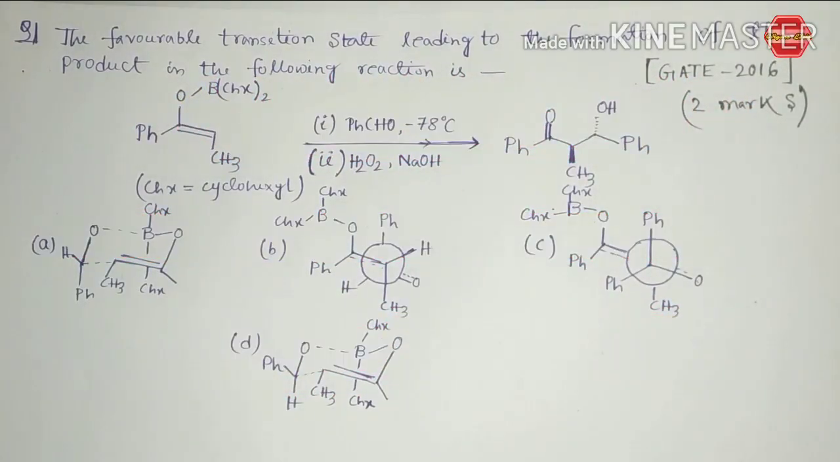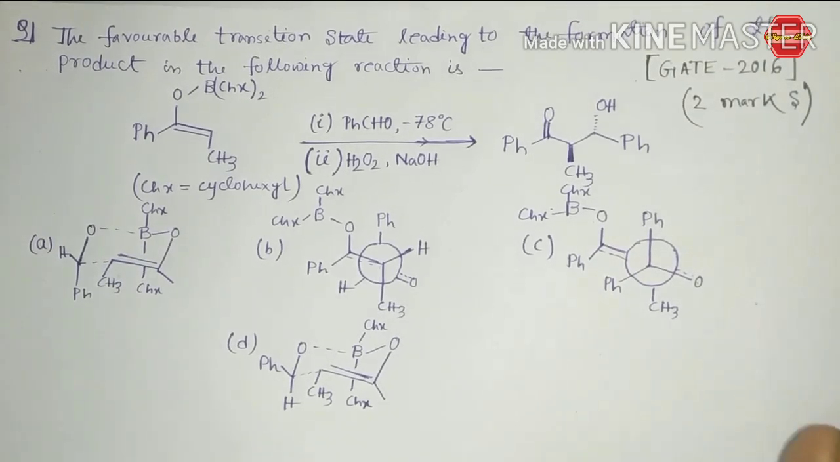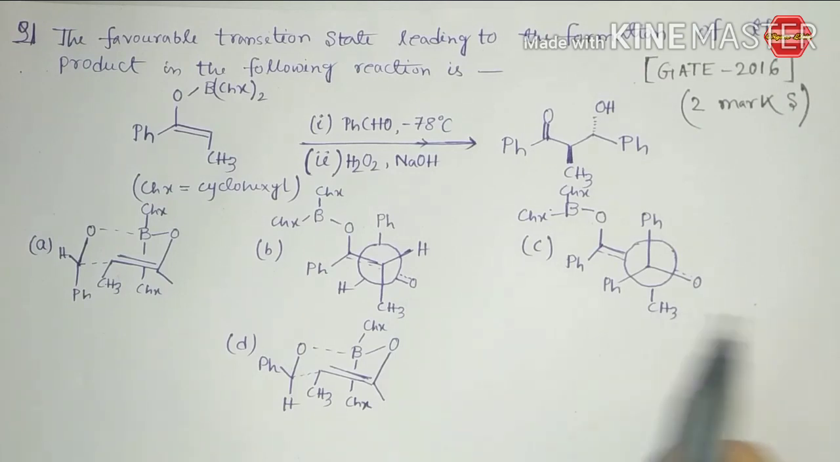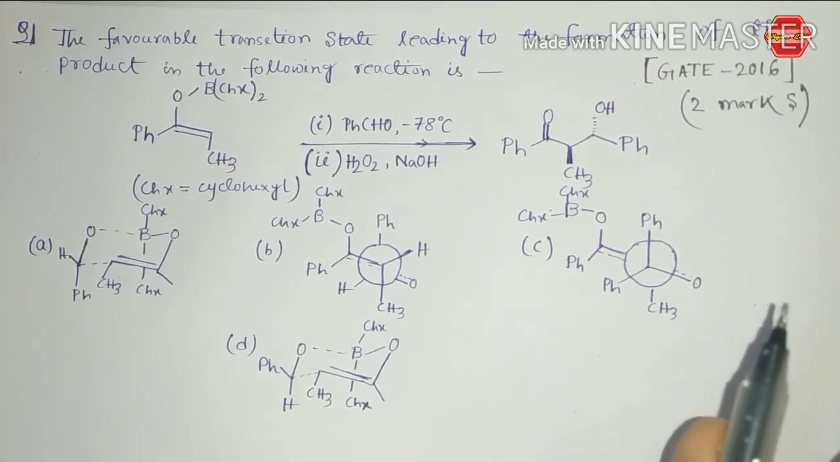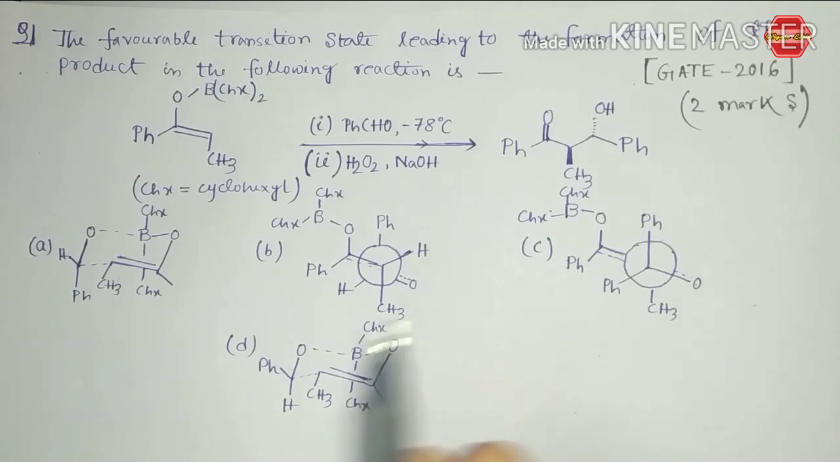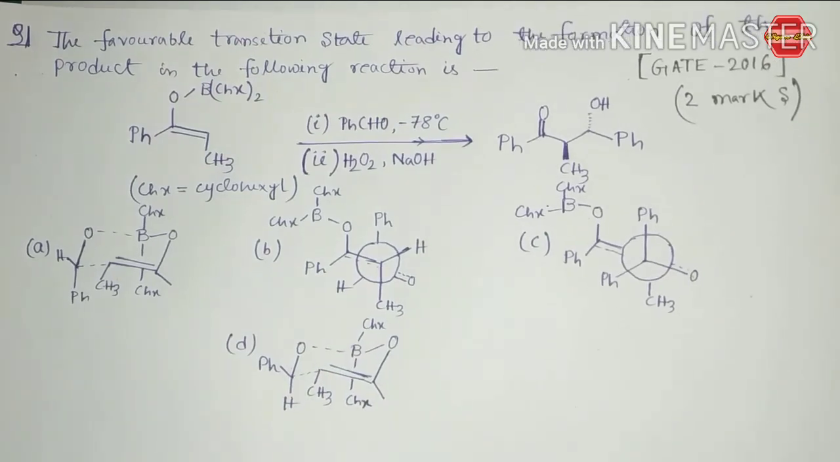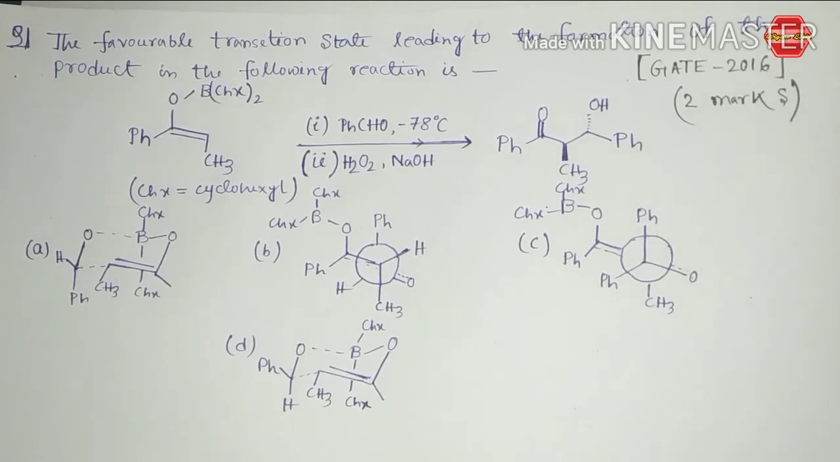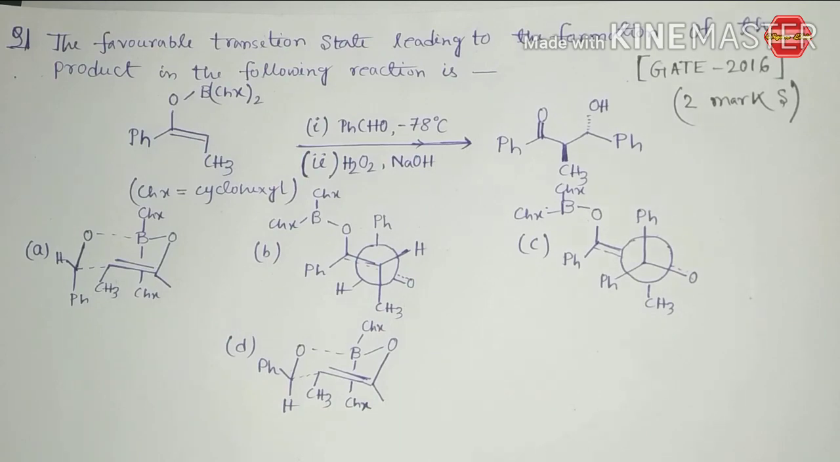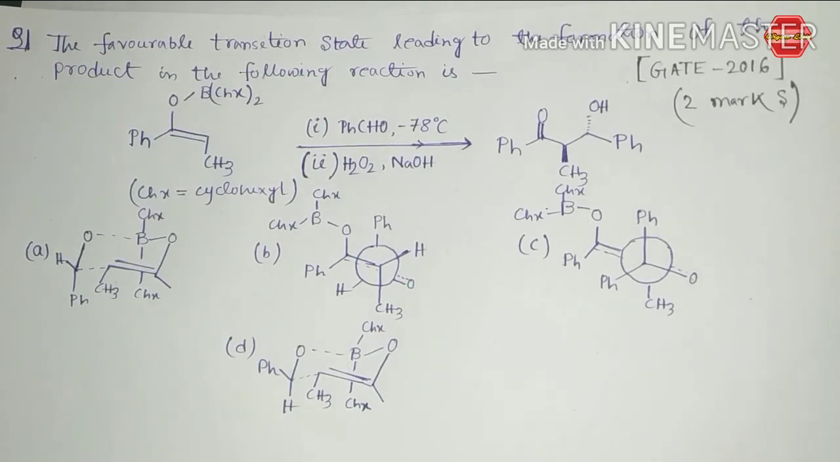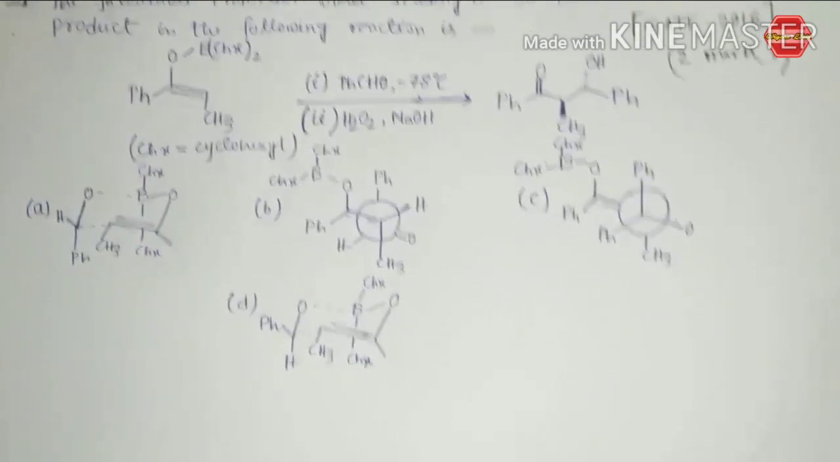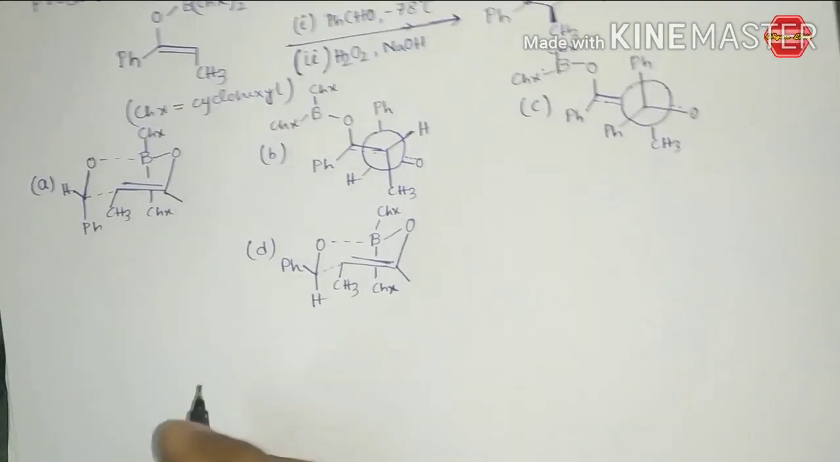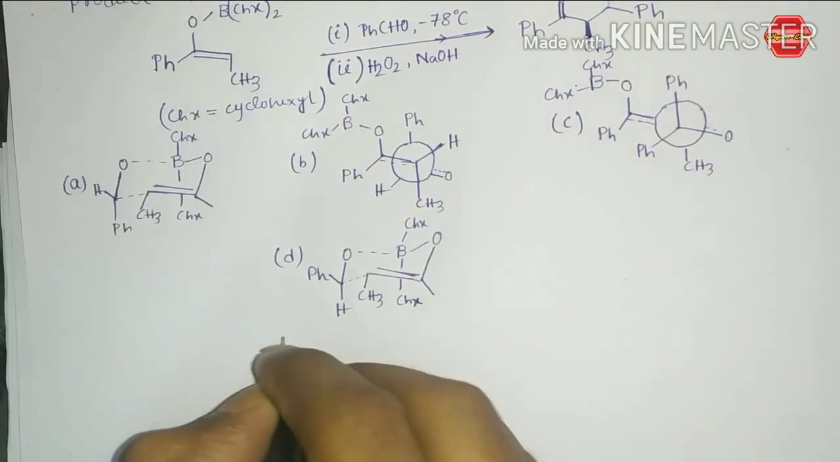In this video I am going to solve a question from GATE 2016 which was asked for 4 marks. Before starting to solve this question, we have to know a very important topic called the Zimmermann-Traxler model. This is very useful for finding which type of enolate will give which type of isomer, like E isomer or Z isomer. So let's start. First of all we have to know the model.